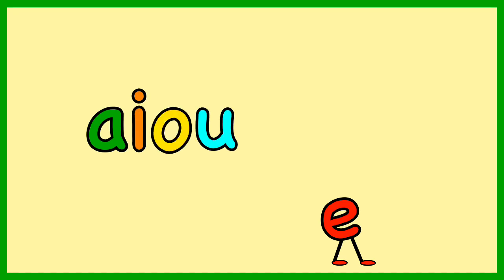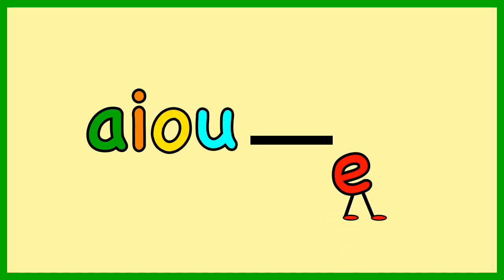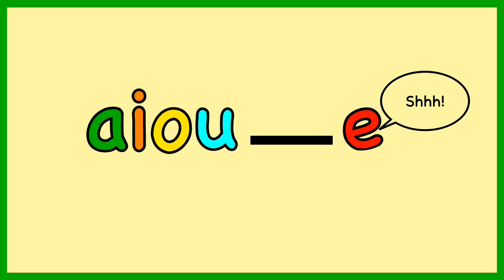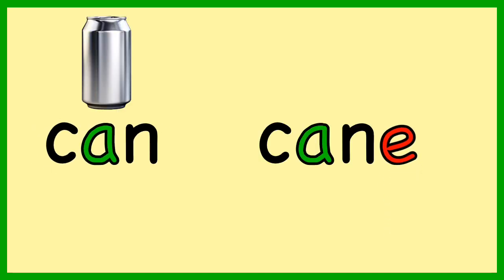First there's a vowel, then a consonant friend. Magic E says nothing when it sits at the end. K, A, N, can. When you add magic E, A says A, and the new word is cane.